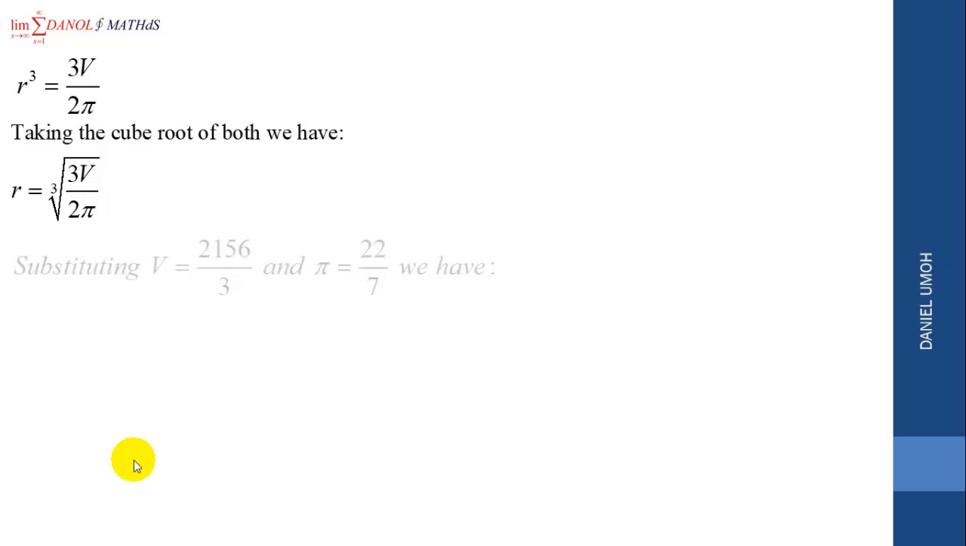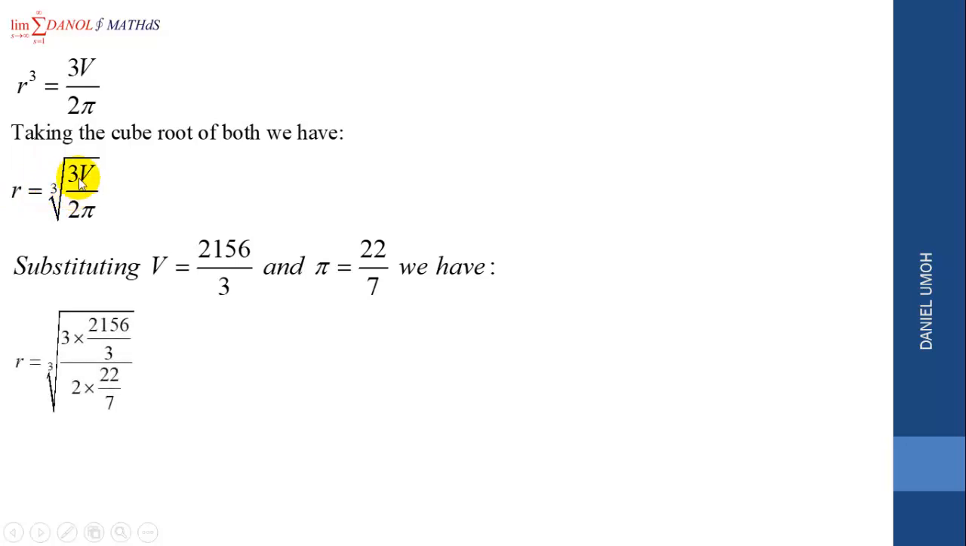Since we're not looking for r cube, we're looking for r, we take the cube root of both sides. On taking the cube root of both sides, we are left with r equals the cube root of 3v all over 2 pi. Now, substituting the values, remember, v was given by 2156 all over 3. And of course, you know our pi is a constant, which is 22 over 7. Substituting into this equation, we now have r equals the cube root of 3 times 2156 all over 3, which represents v, all over 2 times the pi, which is 22 over 7.